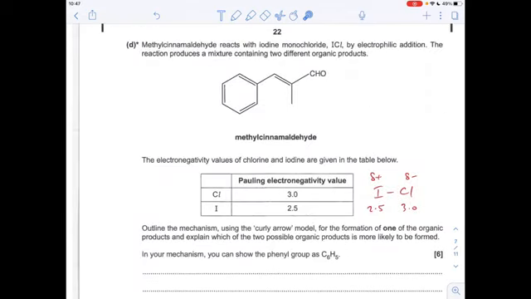Okay, so moving on to the last question, the mechanism we've got to draw for the formation of one of the organic products when methyl cinnamaldehyde reacts with ICl. So you can see I've already drawn up an ICl molecule, and I've put the electronegativity values in to show which way around the dipole is going to be. So the iodine is slightly positive with its lower electronegativity value, and the chlorine is slightly negative. So like before, I'm going to show the formation of both of the organic products, and that's going to help me explain this part of the question, explain which of the two possible products is most likely to be formed.